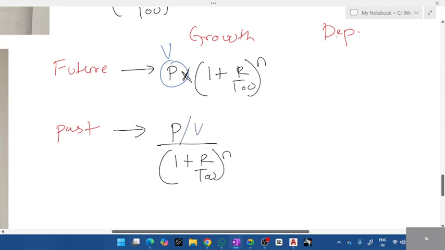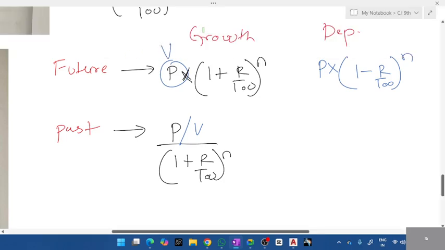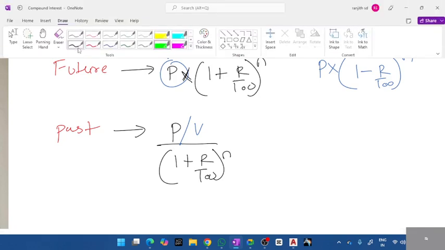Next, when it comes to depreciation, future, what do we do? For future it is multiplication, but for depreciation, 1 minus. That's it. So don't go through the textbook formula. Write it, all of you will write this, and you'll understand. Growth, future. Depreciation, future. This is the formula.